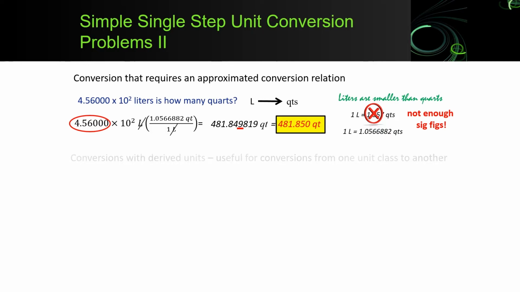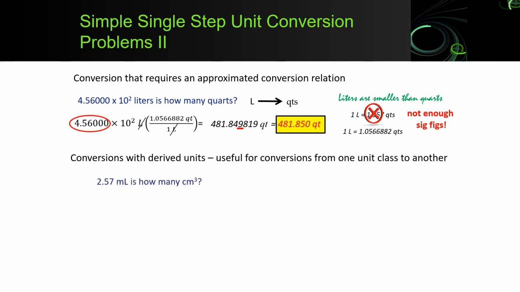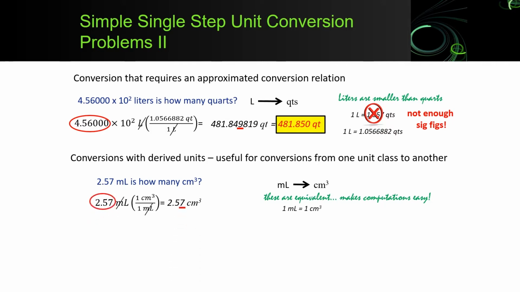The final demonstration involves conversions with derived units. These are simple but critical calculations when we want to convert one class of units, such as length, to another unit class, such as volume. 2.57 milliliters is how many centimeters cubed? This problem asks us to convert a volume unit, milliliters, to the length unit, centimeters cubed. We can see this conversion is simple, since 1 milliliter is equivalent to 1 centimeter cubed exactly. Many times we will simply assume 1 milliliter is 1 centimeter cubed in conversions in most problems.